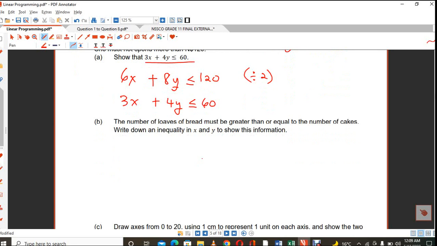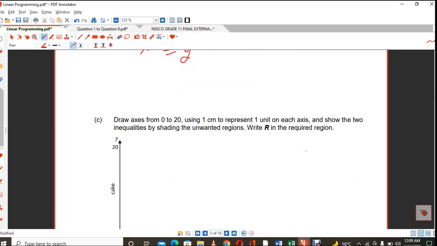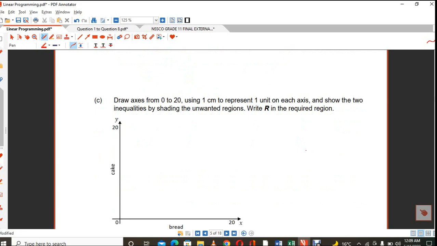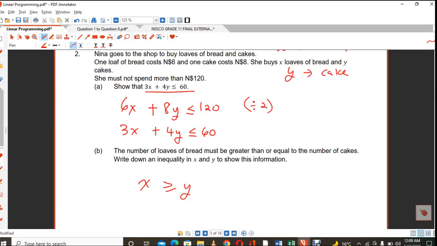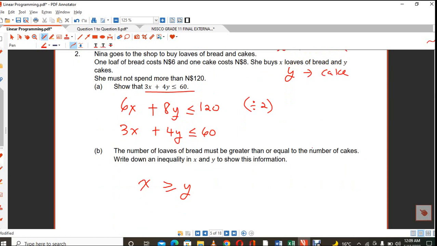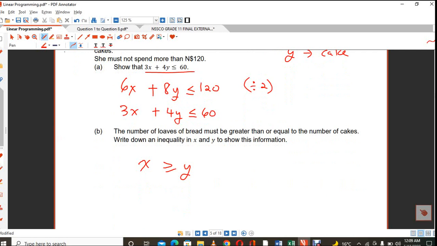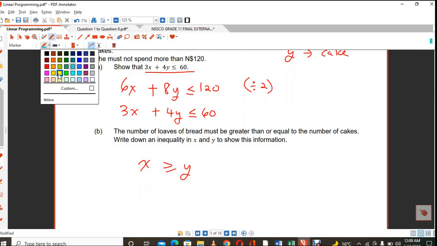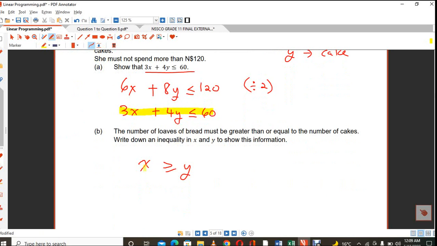Then they are saying, this one is actually straightforward, the number of loaves, that is x, must be greater than or equal to the number of cakes. Okay, so that takes care of that one. That's the inequality. Now we are going to have to draw this inequality again. So we have got 2 inequalities only here to play around with. Okay, there is nothing to be afraid of. The inequalities we'll be drawing are 3x plus 4y is less than or equal to 60, and x is greater than or equal to y. Just a very important point.